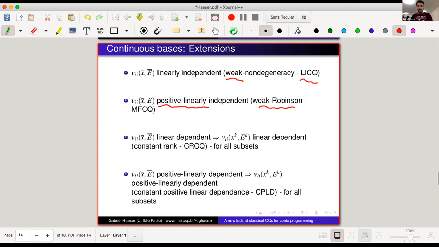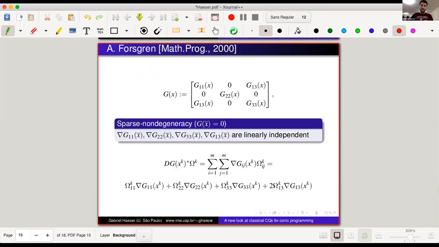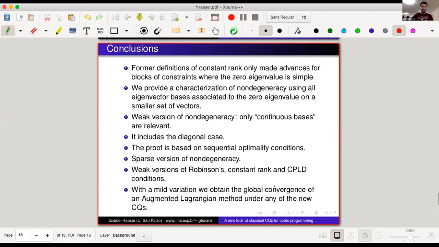We can talk about the constant rank condition by saying, instead of asking full rank of this set of vectors, we allow it to be linearly dependent, but they must remain linearly dependent in a neighborhood. Or you can talk about positive linear dependence, which is known as the CPLD constraint qualification in nonlinear programming. All these extensions we can do in the conic context. I think I'll skip this and I'll get to my conclusions.